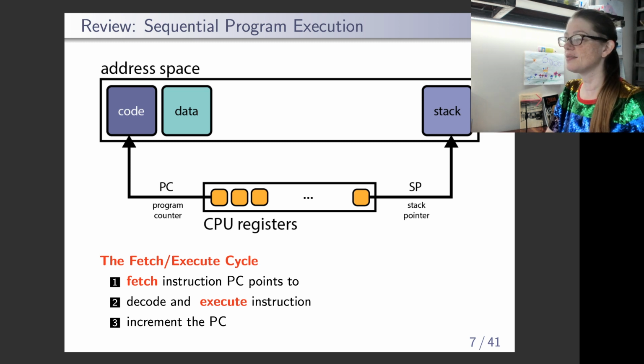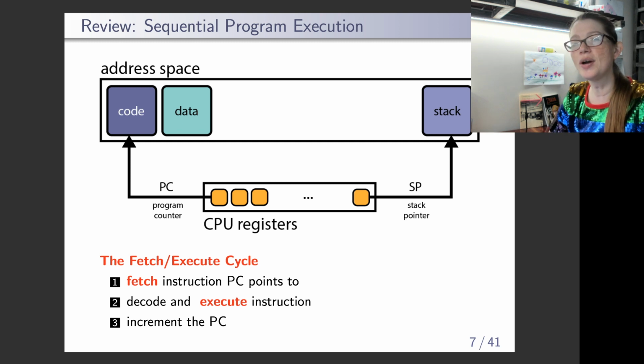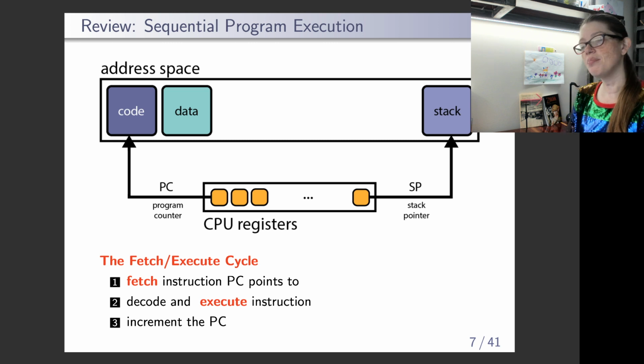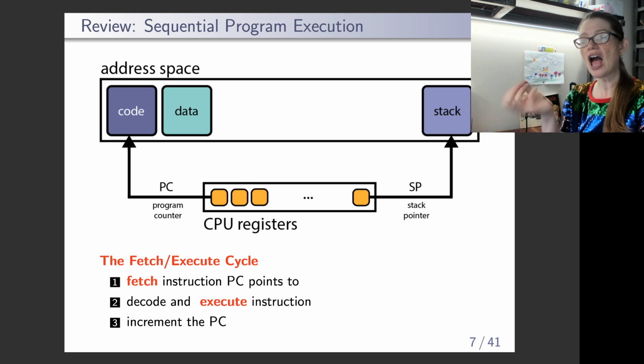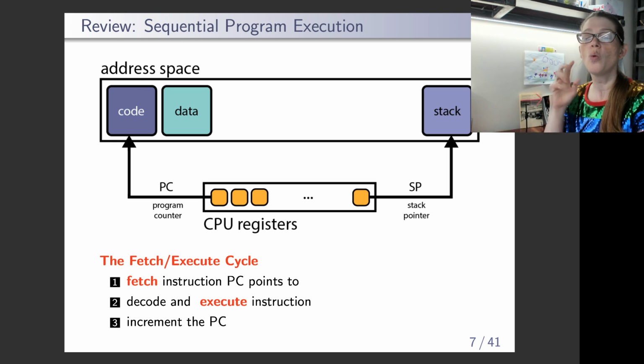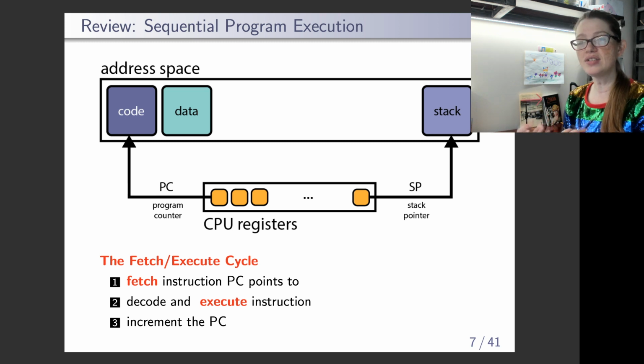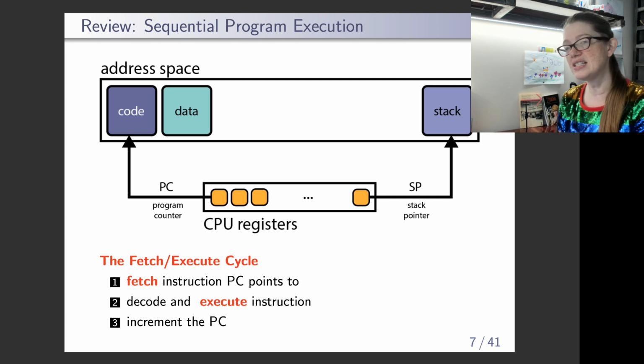All right. So, how do sequential programs execute? Well, let's think of this at a very high level. You have, if you recall, the fetch-execute cycle. The CPU fetches an instruction, whatever instruction the program counter points to, and then it decodes that instruction, executes it, increments the PC to the next address, and this cycle repeats until your power goes out.